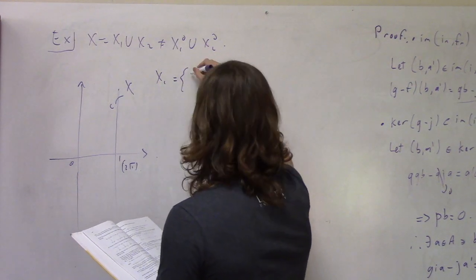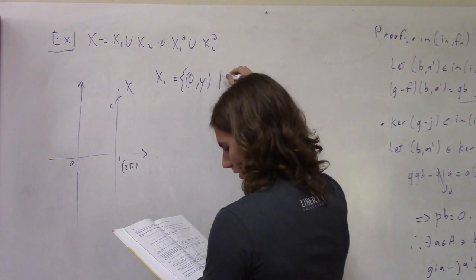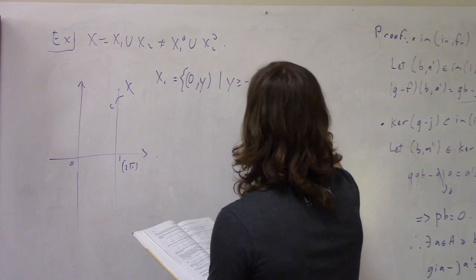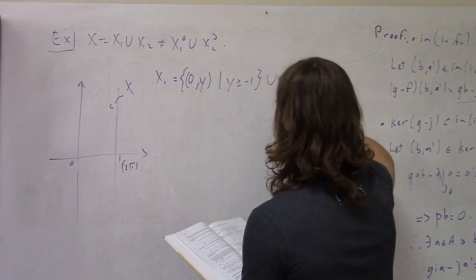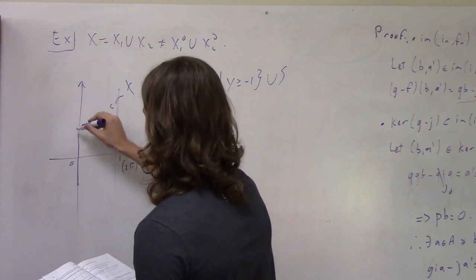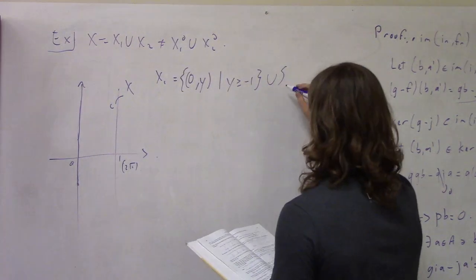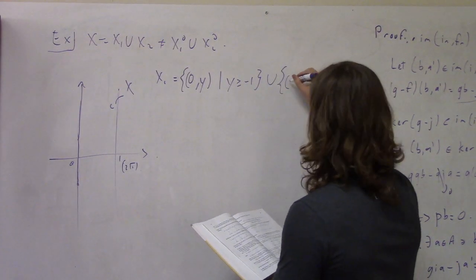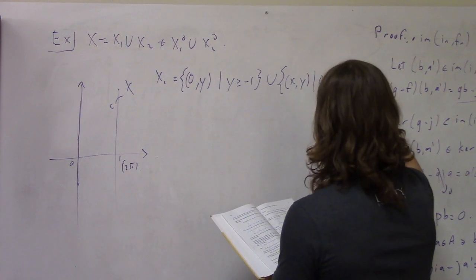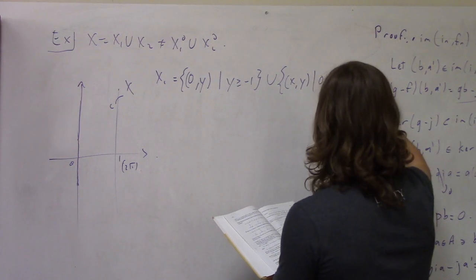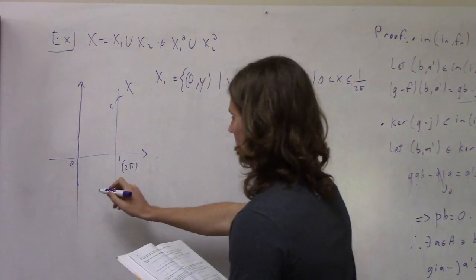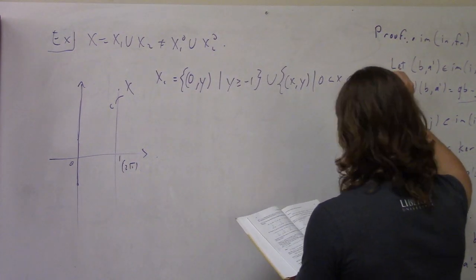So there's a union going on here. The set of (0,y) such that y is greater than or equal to -1, union, what is that? So that's like x equals 0, this line right here. Okay, union. So X1 is that vertical ray, and this is the first part of it. You're working on the other half of it.